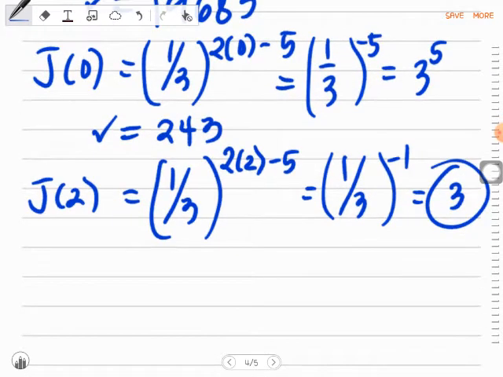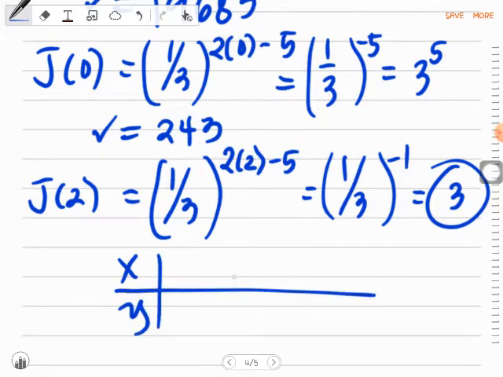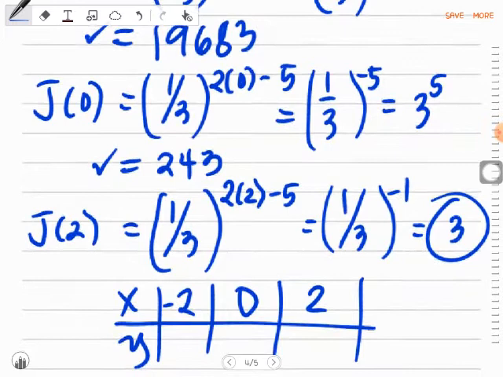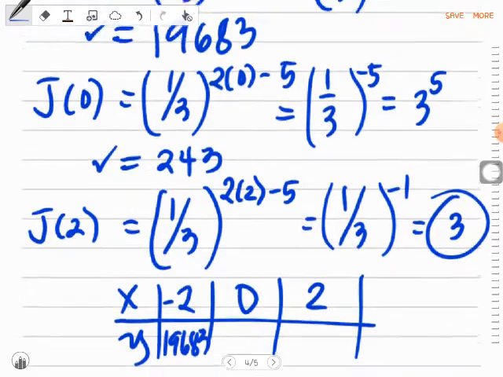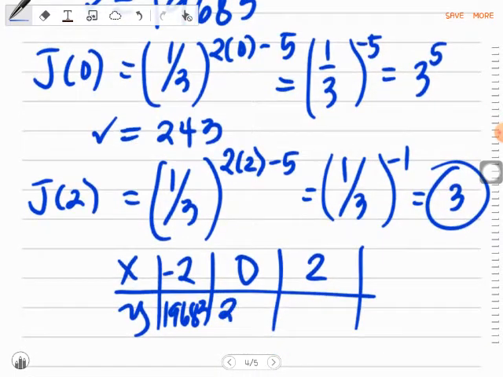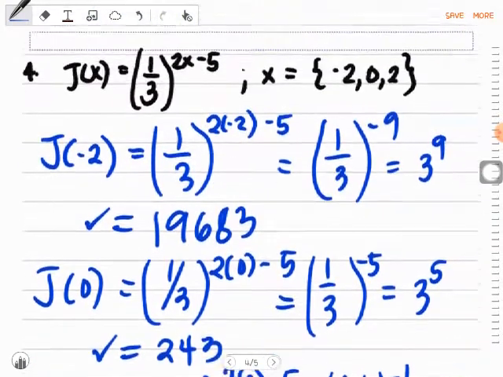So, kung gagawin mo siyang in a table form, ayan, sa last part ko na lang ginawa. Anyway, okay. Ang negative 2 ang answer niya. Malaki pala. Sorry, hindi kasya. 19,683. And then, for 0, we have 243. And for 2, we have 3. Okay? So, ganyan siyang i-represent.